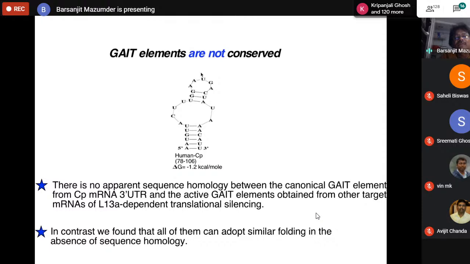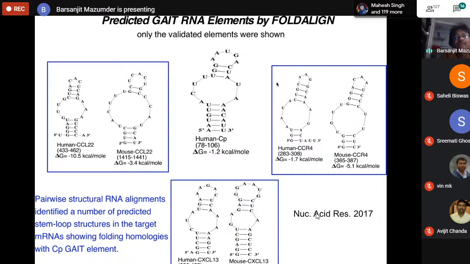How does the GAIT element look? This is the original GAIT element that we found in the 3' UTR of the ceruloplasmin message, and the energy value is about 1.2 kilocalories per mole. However, the GAIT element that we subsequently found in other target messages, these chemokines, human and mouse CCL2, you will not see any sequence homology between them. There is no sequence homology.